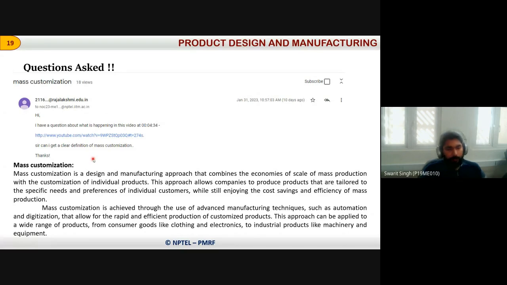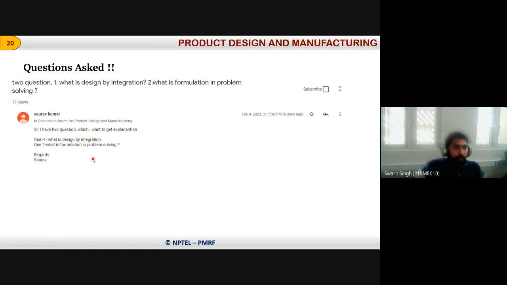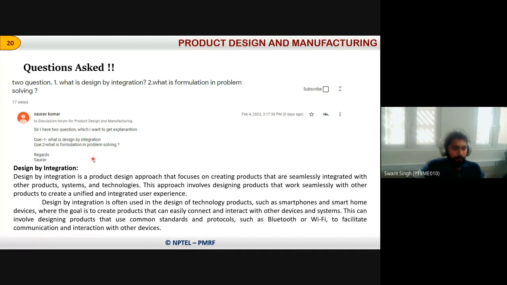Okay. Now we are moving to the next question. The question has two parts: what is design by integration, and what is formulation in problem solving? Saurav has asked this question.